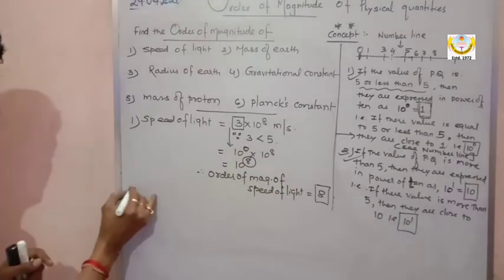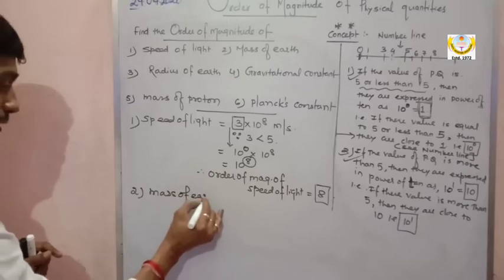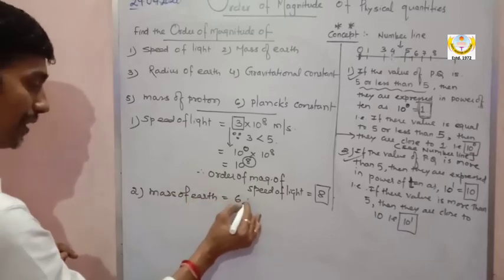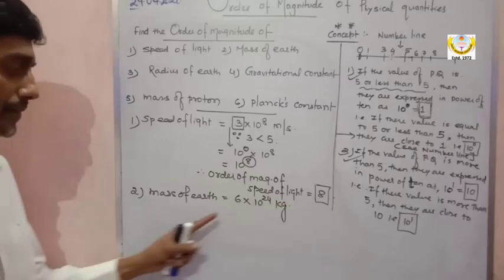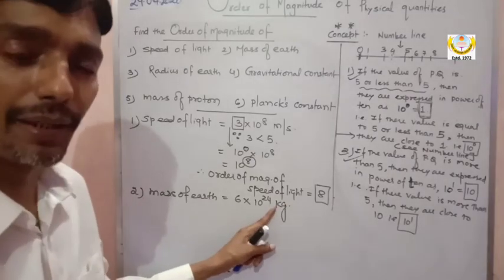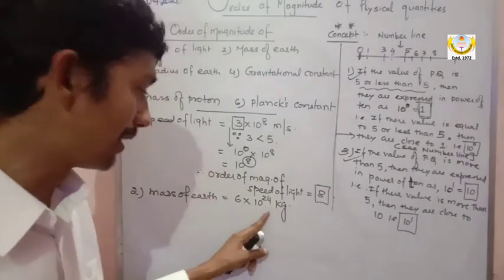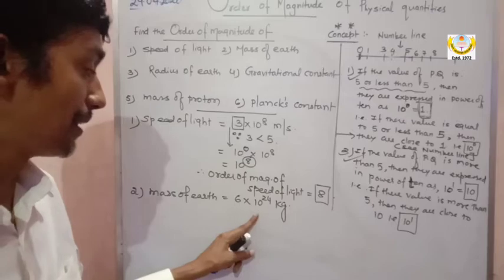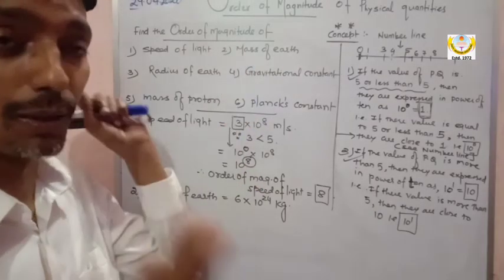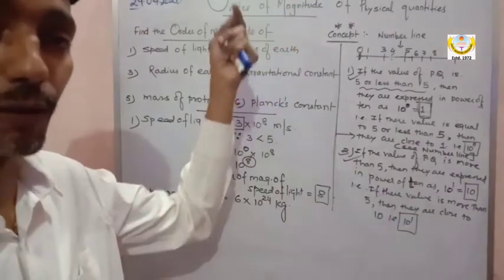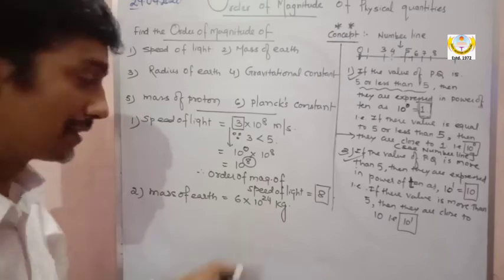Now the second question is the mass of earth. My dear, the mass of earth is 6 into 10 power 24 kg. Please take care. I am giving you the value, but in the exam you should know these values. The values will not be given, and they can directly ask what is the order of magnitude of the mass of earth. So the mass of earth is 6 into 10 power 24 kg.